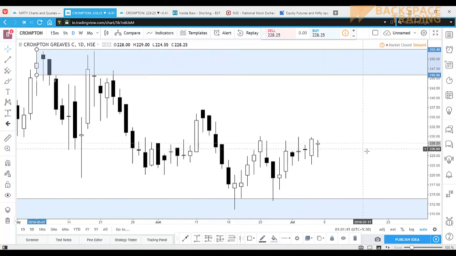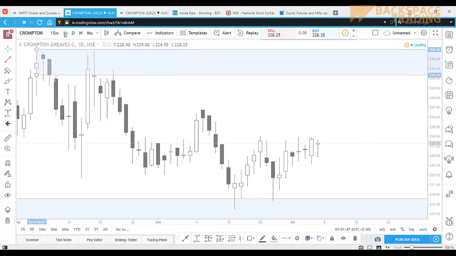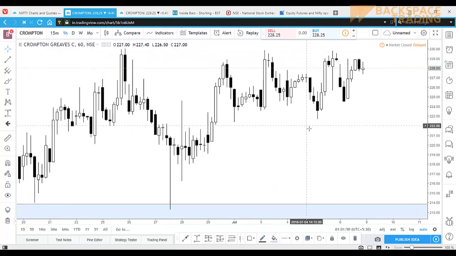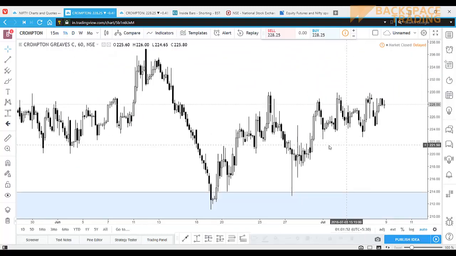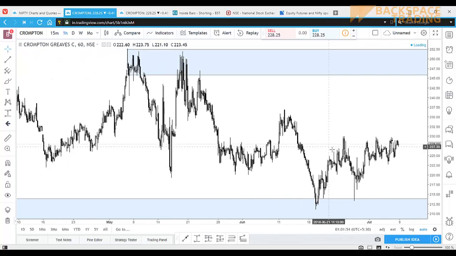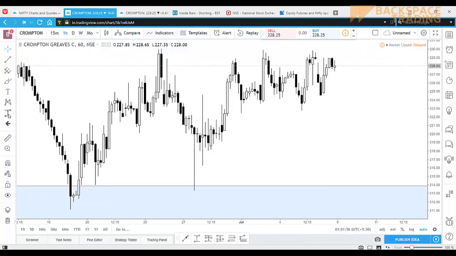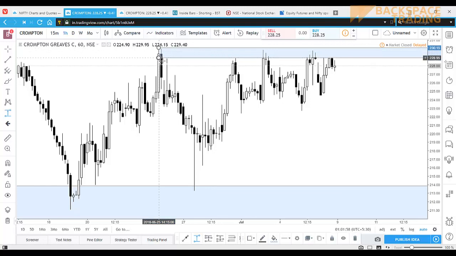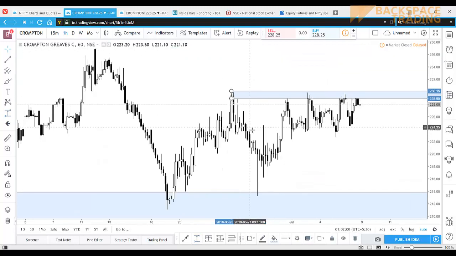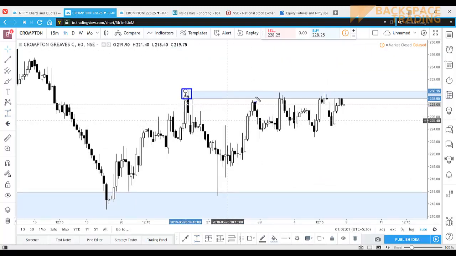And that being said, I'm going to switch to 1 hour candle. Okay, that's awesome. Marking the resistance of 1 hour. 1 test, 2 test, 3 test, 4 test, 5 test.